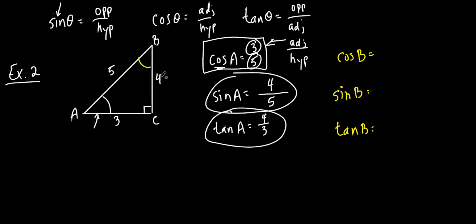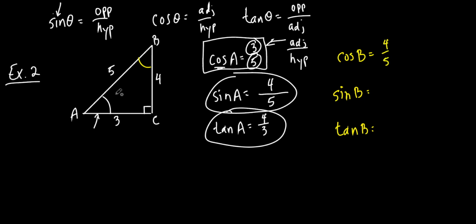It's next to it. Some of you might look at it and say, well, yeah, but the 5 is next to it also. Why isn't the 5 adjacent? Because it's the hypotenuse. And the hypotenuse outweighs everything else, okay? It's always the hypotenuse. So what's the cosine of B? It's 4 over 5. What's the sine of B?